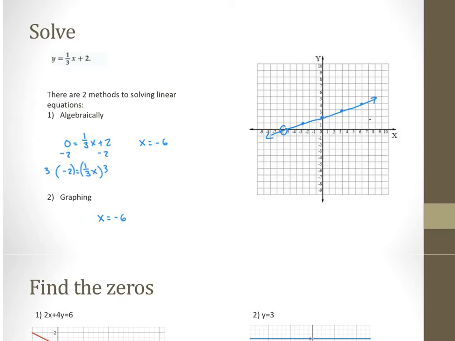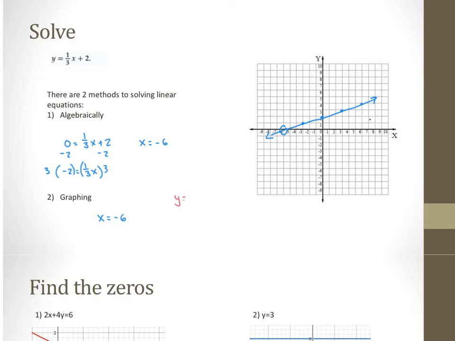This is why whenever you're graphing, it's very, very, very important to have straight lines, because otherwise you could miss your points slightly. But you could always go back and check algebraically. So if you think that -6 is your solution, you can always take -6 and plug it in to the equation, and you should get y is equal to 0.